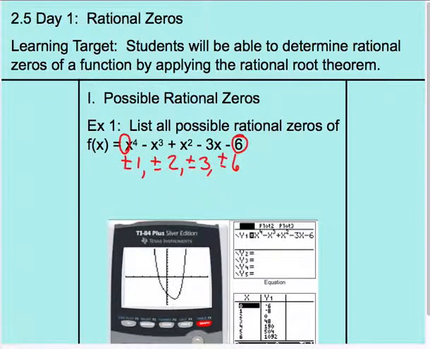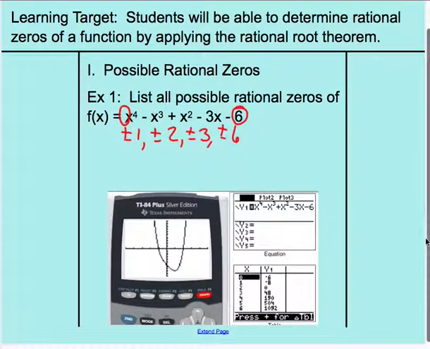Now, if you pulled up the note sheet, you'll see this little graph. This is the graph of the function that I just gave you. Now, notice that it appears to have a zero at 2, and it appears to have a zero at negative 1. Those are in our list. Positive 2 and negative 1 are in our list of possible rational zeros.